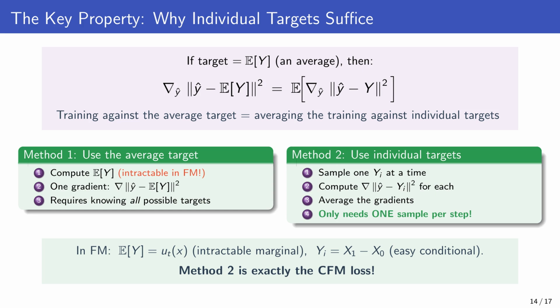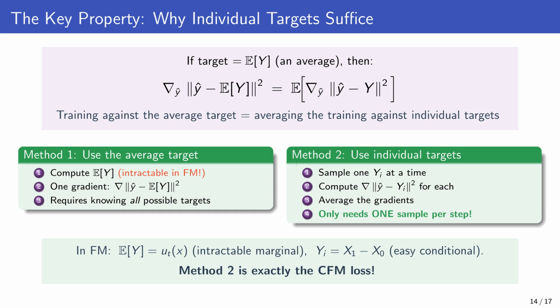Why does this matter? Think about it in terms of 2 training strategies. Method 1, compute the average target E of y, then take one gradient step. This requires knowing all possible targets and averaging them, which is intractable. Method 2, sample individual targets y_i one at a time, compute the gradient for each, and average the gradients. This only requires one sample per step. The key property says these two methods produce exactly the same gradient, not approximately, exactly.